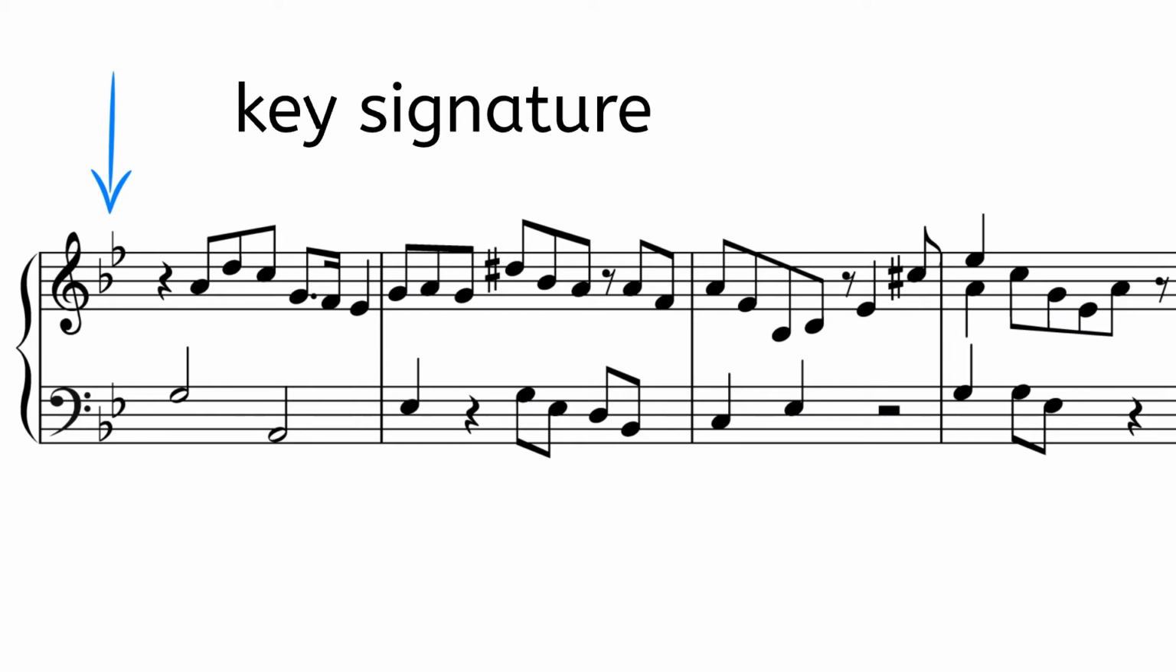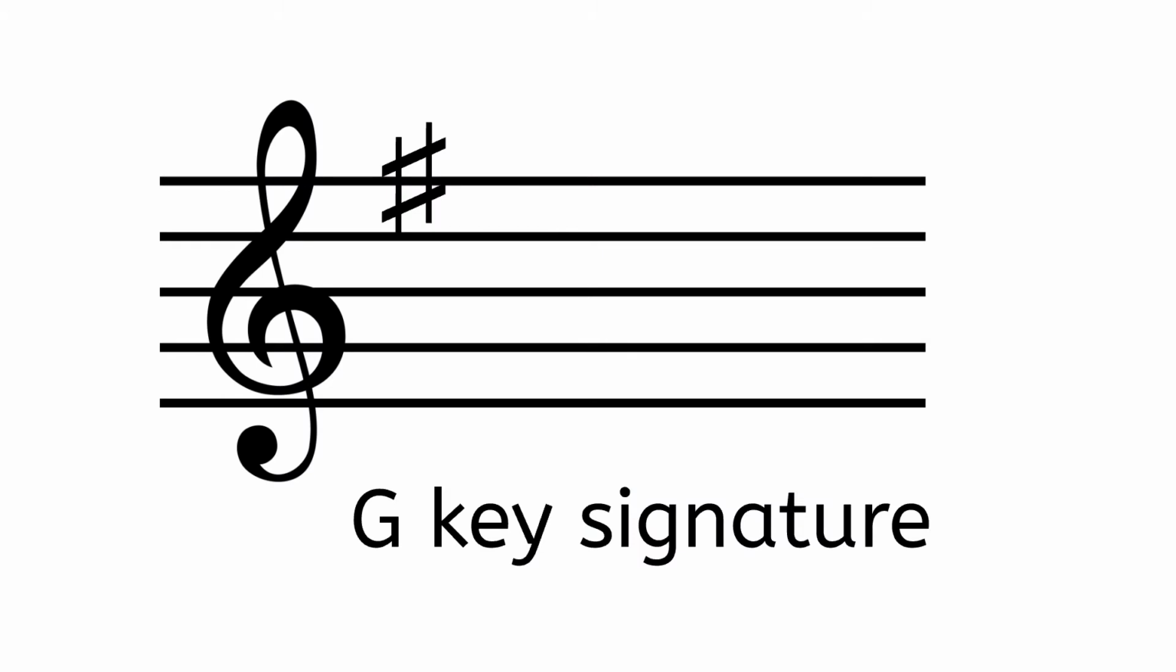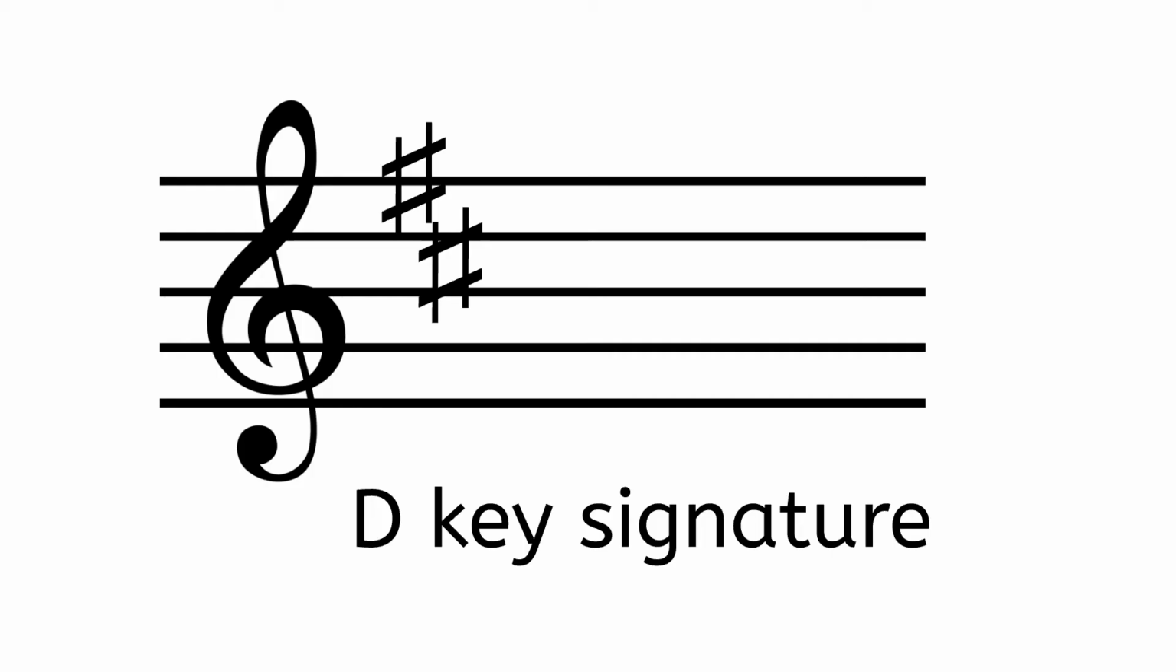This means they tell you to always play these notes as sharps or flats because these sharps and flats are part of a certain musical family. For example, the key signature of G has one sharp, F sharp. The key of D has two sharps, F sharp and C sharp.